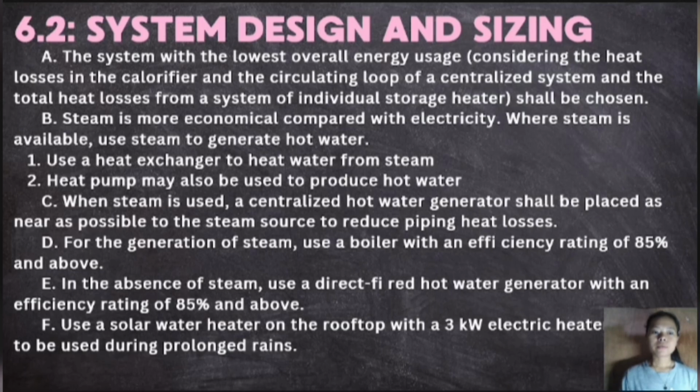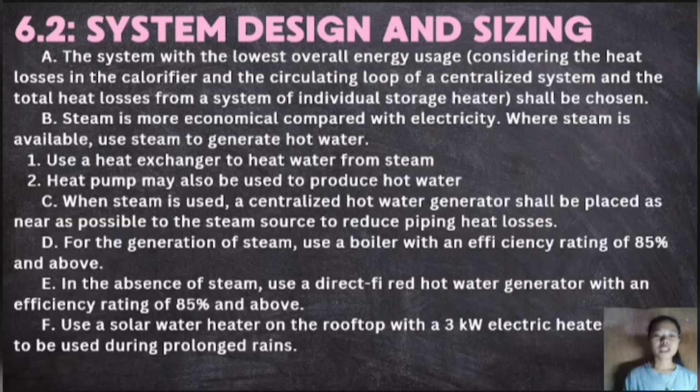Letter B. Number one is a heat exchanger to water. Number two is a heat pump. Letter C: a centralized hot water generator shall be as near as possible to the steam source through piping.